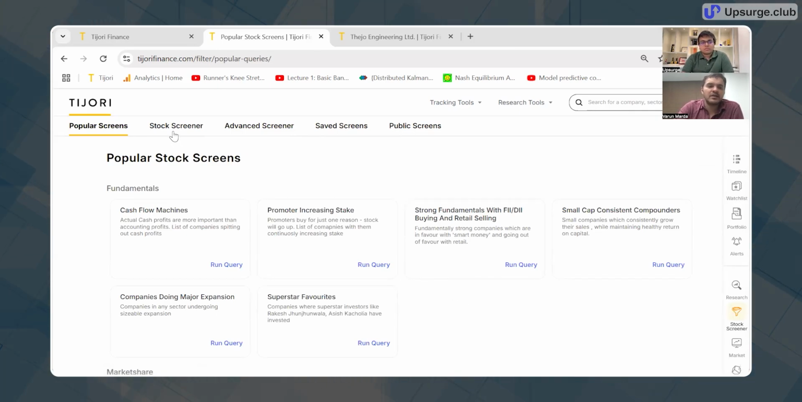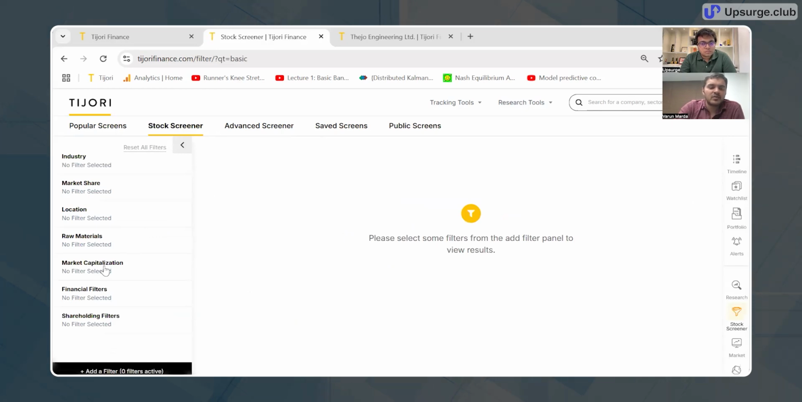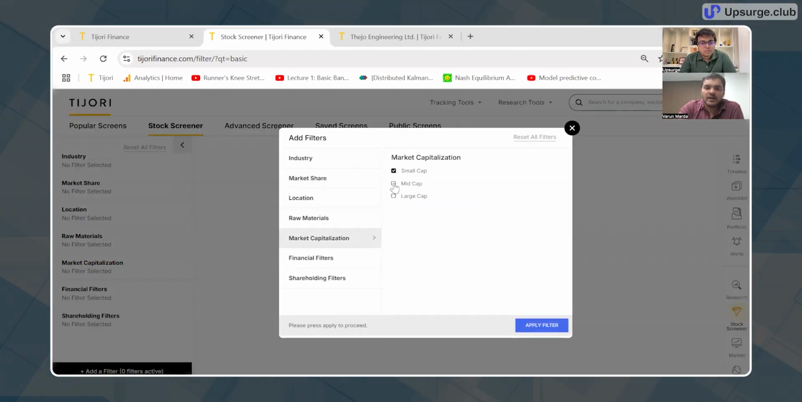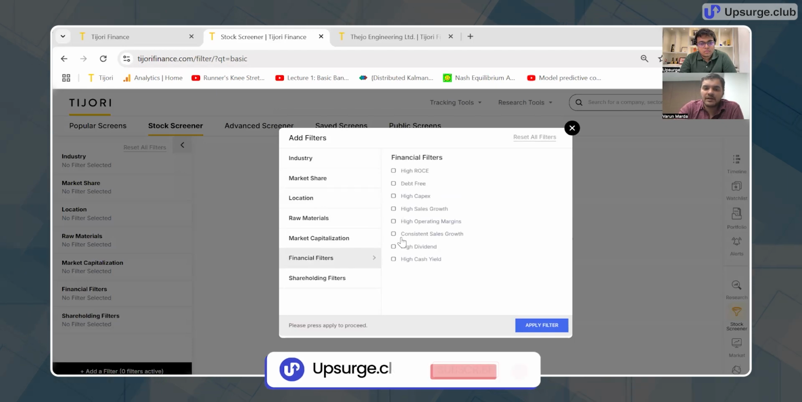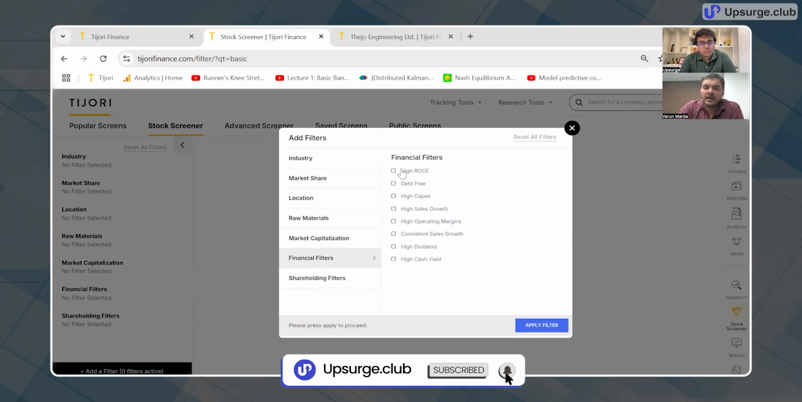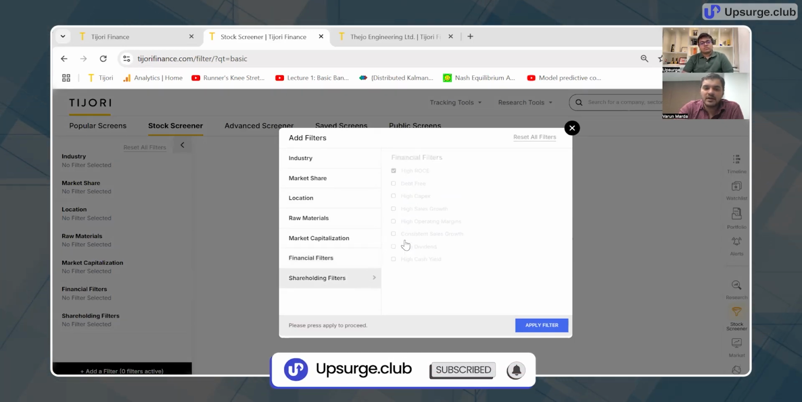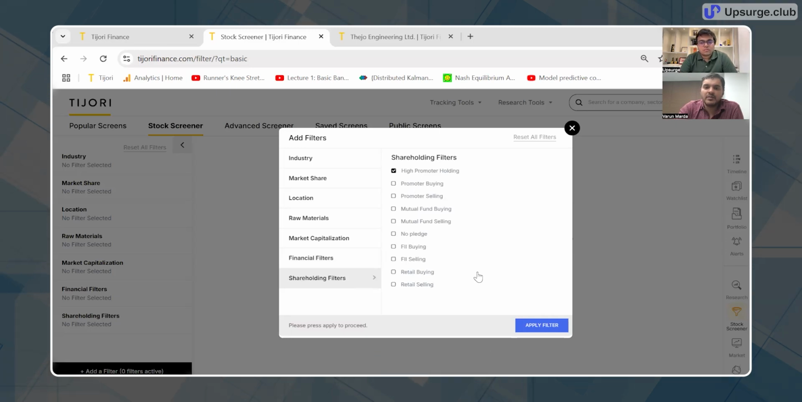and then don't go to the advanced screener, just go to the stock screener. Because what this does is, it gives you the ability to screen in a drop down fashion. So say I want small and mid caps with high exports and, I don't know, high ROC, for example. And if I want also high promoter holding, I've applied all these filters.